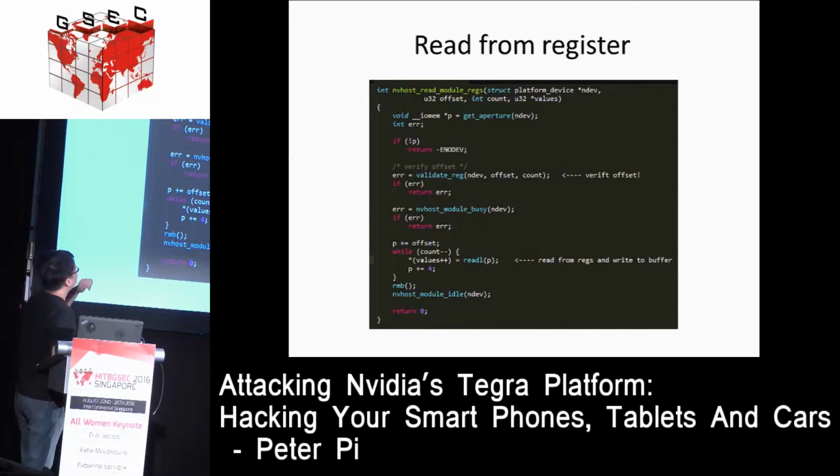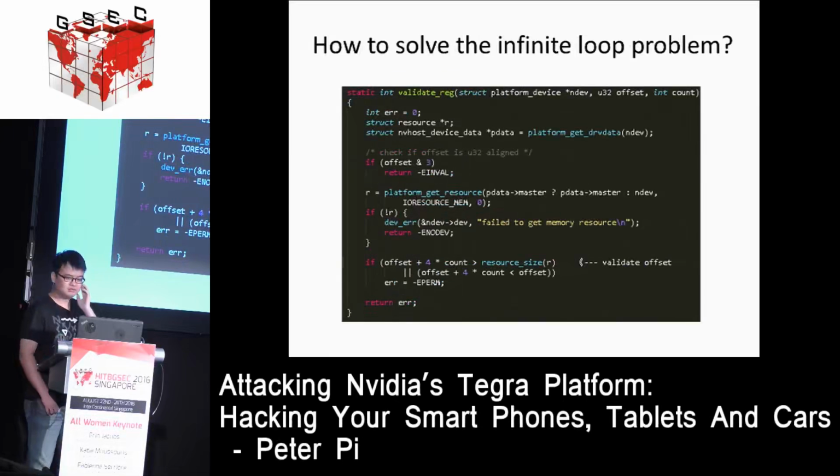This is the read from function of read from register, NVhost read module register. You can see the execution flow is similar to the write. Validate the register, validate the offset and the count first. If the offset and the count are valid, then read from the register and write to the buffer. So we must solve the infinite loop problem if we want to overwrite the kmalloc buffer.